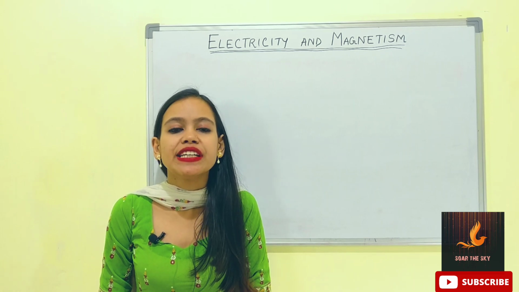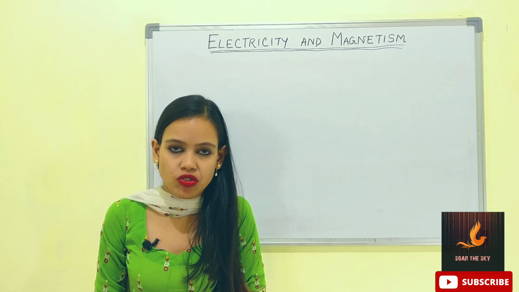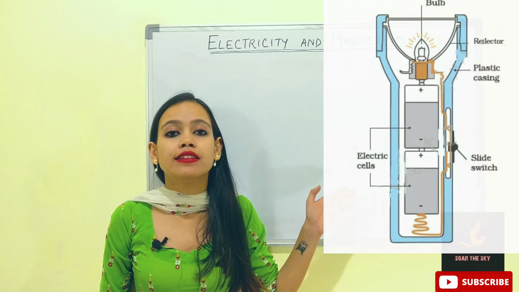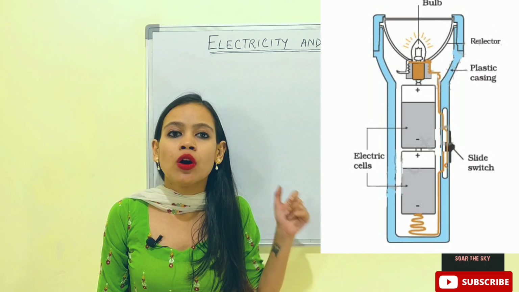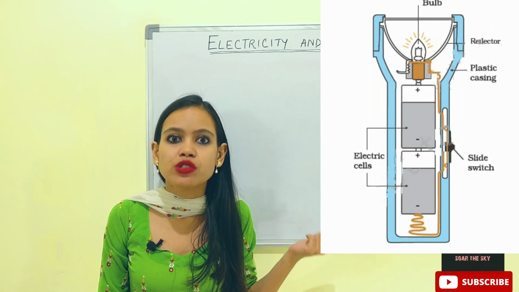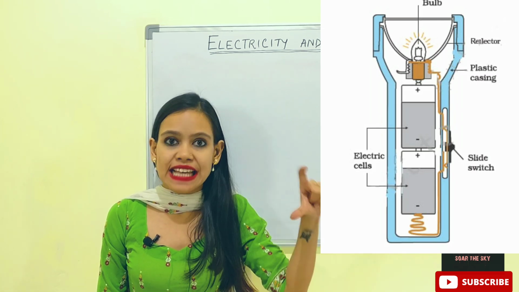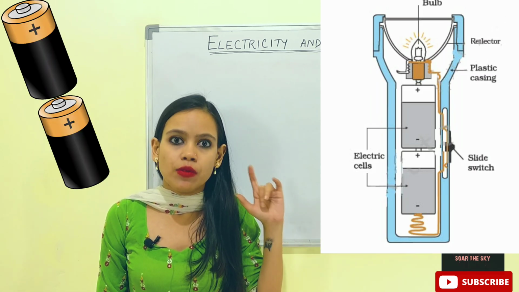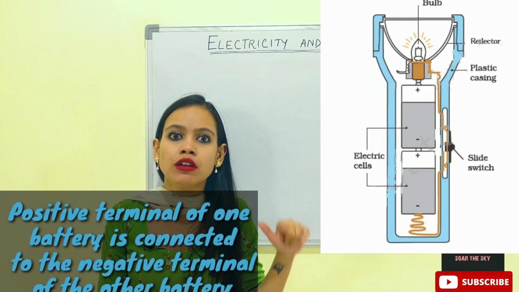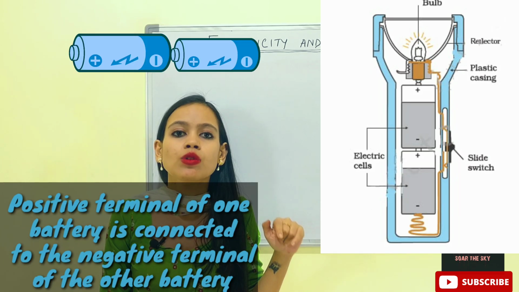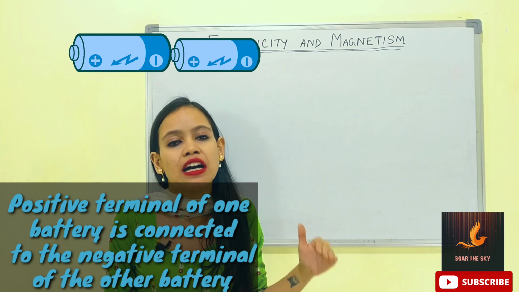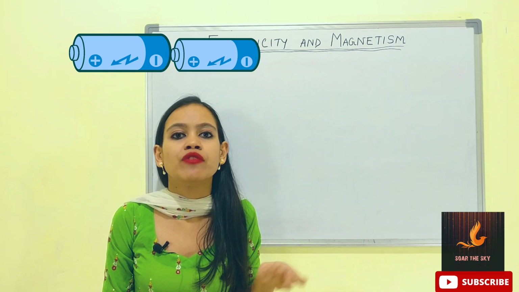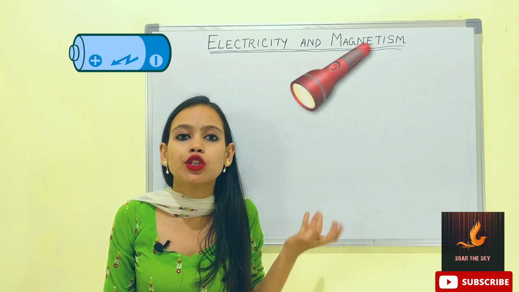A very common example or rather application of a dry cell is a torch. If you have a torch like this, what you can see over here, in order to operate a torch, we need two big cells or batteries which are connected one after the other. The positive terminal of one battery is connected to the negative terminal of another battery. So while they are connected, they complete a circuit, and when we put the switch on, the torch glows.